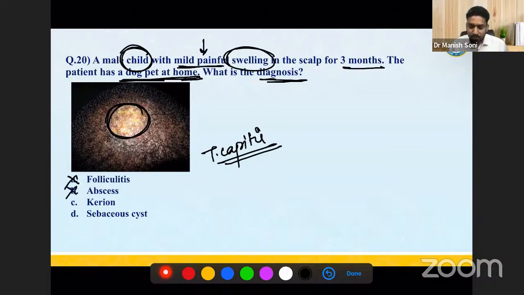So that's why this is not abscess of folliculitis. And sebaceous cysts are generally asymptomatic. So this is a case of tinea capitis, that is kerion, where swelling is present. And that's why the answer is kerion.